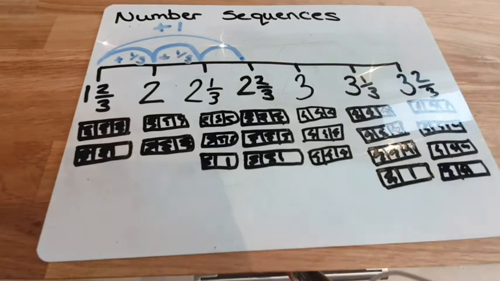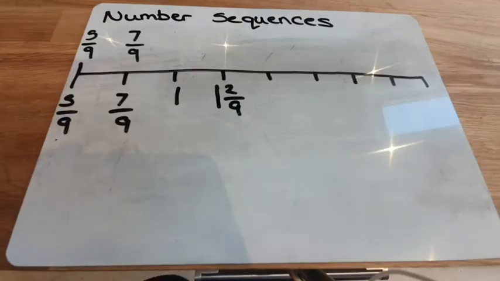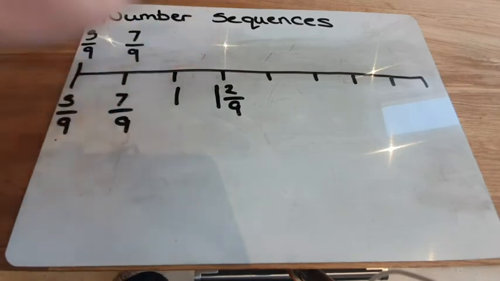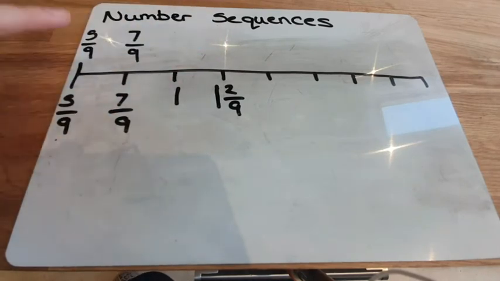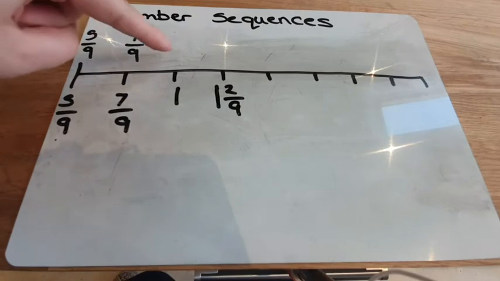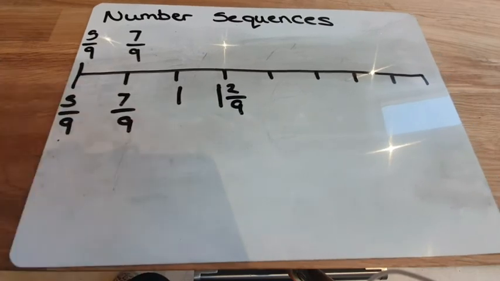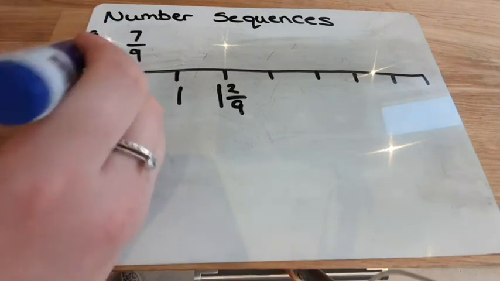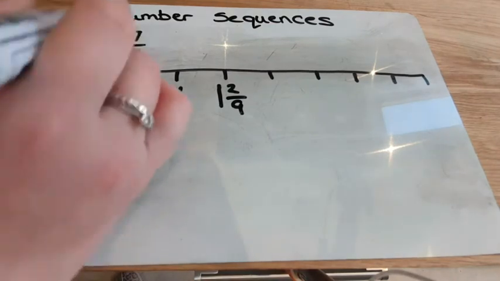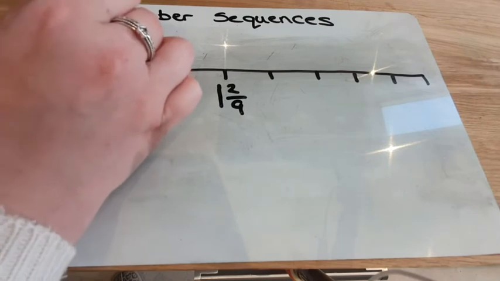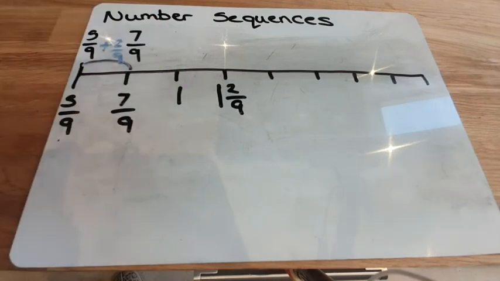Okay. In your worksheet today, you will come across a question that's a bit like this. So across the top, we have fractions. These will become improper fractions as we go along. And on the bottom, we have mixed fractions. So we need to work out the rule. How do we get from 5/9 to 7/9? Well, that's a little jump of adding 2/9.